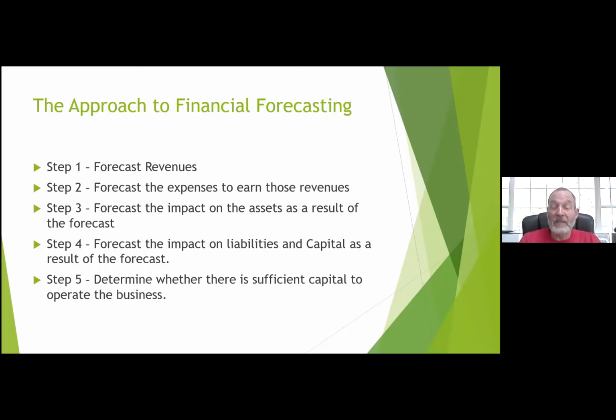Forecast the expenses to earn those revenues. And then forecast the impact on the assets as a result of the forecast, right? And then you're going to see that if you don't have sufficient liabilities or capital, so I increase the asset, where's it going to come together on a balance sheet for liabilities and capital? And you may have to do a debt raise, or you may have to raise capital. So part of the forecasting determines what kind of capital structure you need to change in order to be able to have that kind of forecast. And then again, determine whether there's sufficient capital to operate the business. Keeping these in mind, making sure that you understand all the different components of it is a really important thing.